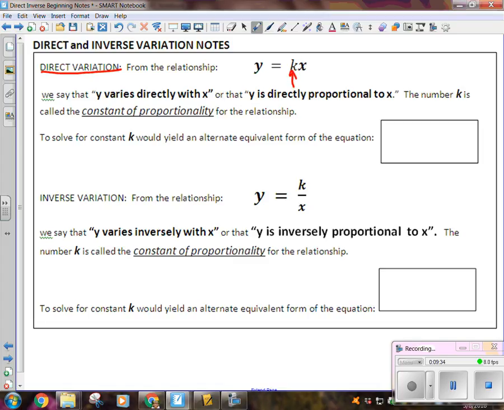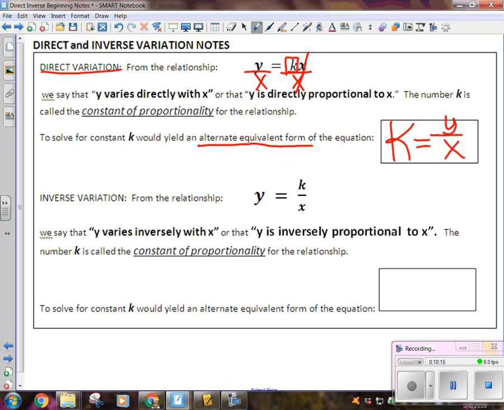Now here's the question. To solve for constant K would yield an alternative equivalent form of the equation. In other words, it's going to be a different equation, but it's going to involve all the same letters. How would you solve this for K? If you wanted to get just the K by itself, how would you get rid of X? You would have to divide out the X, wouldn't you? And if you divide one side by x, you'd have to divide the other side by x. So when you cancel out your x, your equation would be what? Write yours in the box. K would equal the y number over the x number.